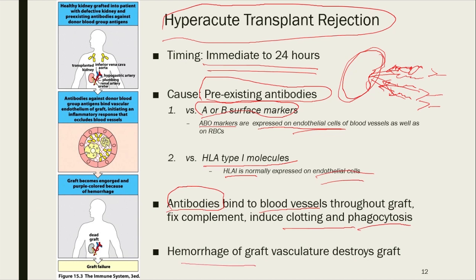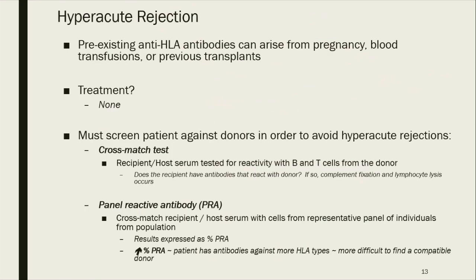Okay, hemorrhage. You're basically cutting up or destroying the blood vessels that are supplying the blood to the new organ. So it is a pretty serious type of rejection. So why are there pre-existing anti-HLA antibodies? Okay, they can arise from pregnancy, blood transfusions, or previous transplantations. So we're going to talk about that in detail in the next slide.